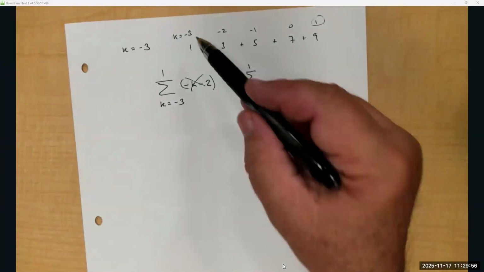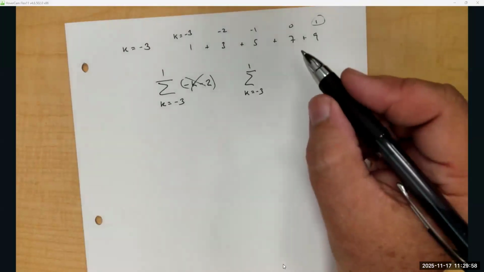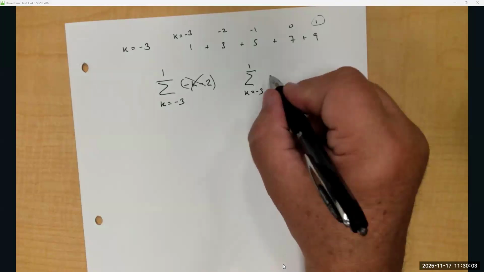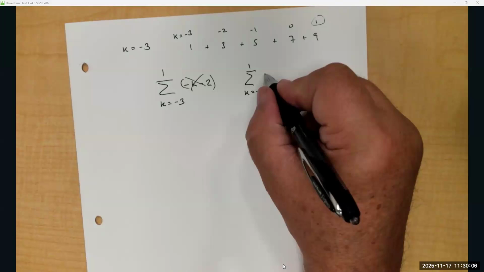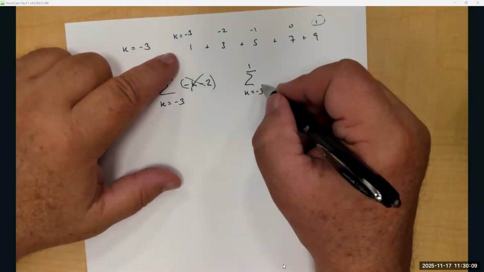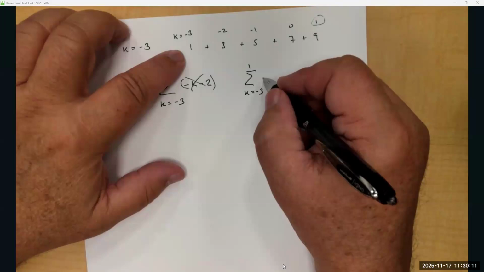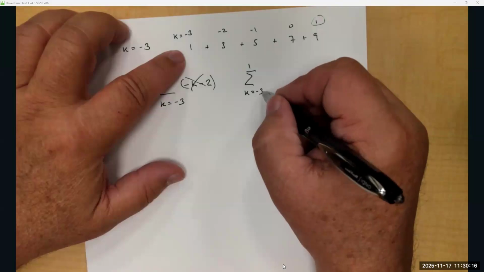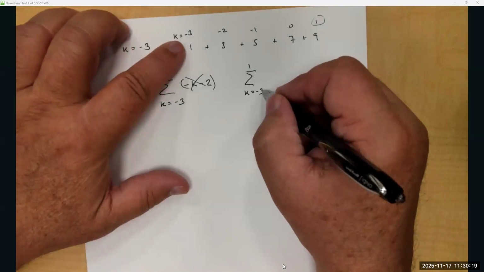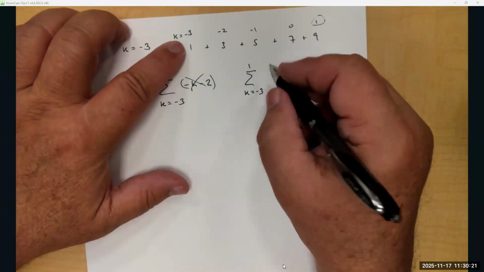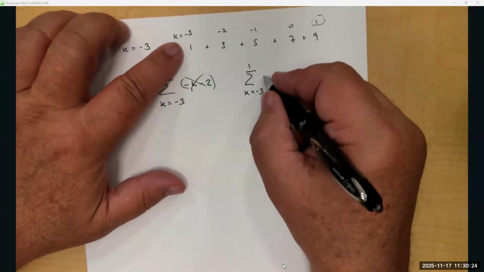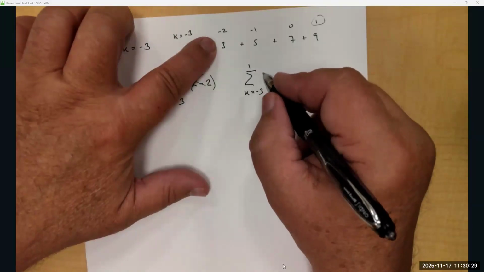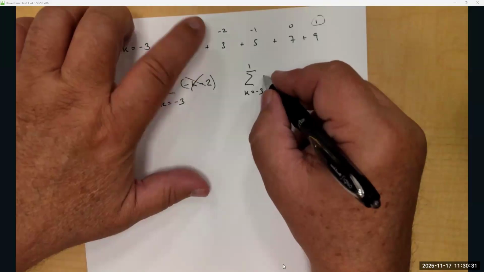So negative 3 to 1. k plus 4. So negative 3 plus 4 is 1. The next one, negative 2 plus 4 is 2, not 3. So k plus 4 wouldn't work.